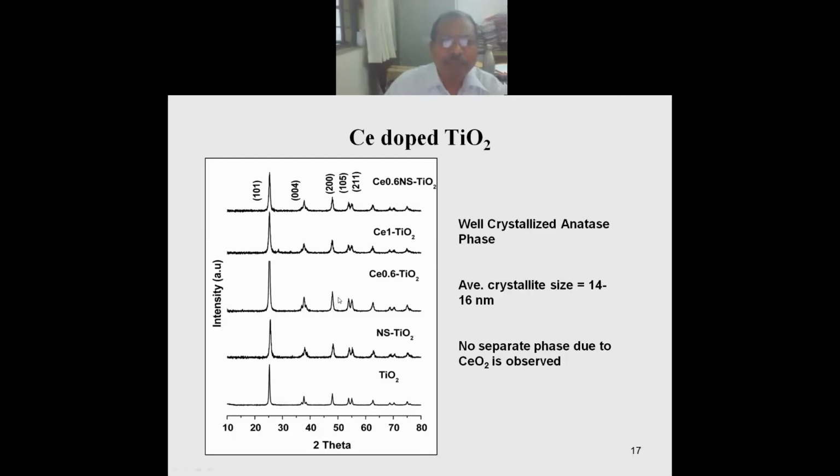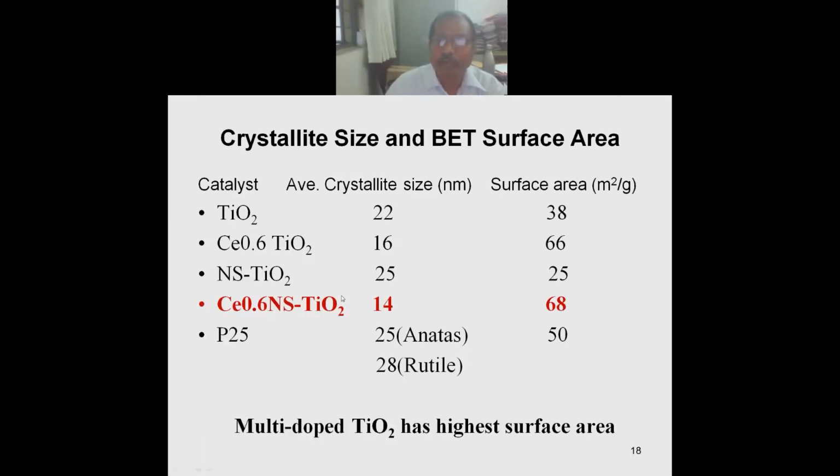There is no formation of any cerium oxide. There is no peak corresponding to cerium oxide. This is the crystallite size of the different TiO2 catalysts which are developed. This is the average crystallite size. The average crystallite size is less for the ceria 0.6% NS TiO2 doped TiO2, and again the surface area is increased.